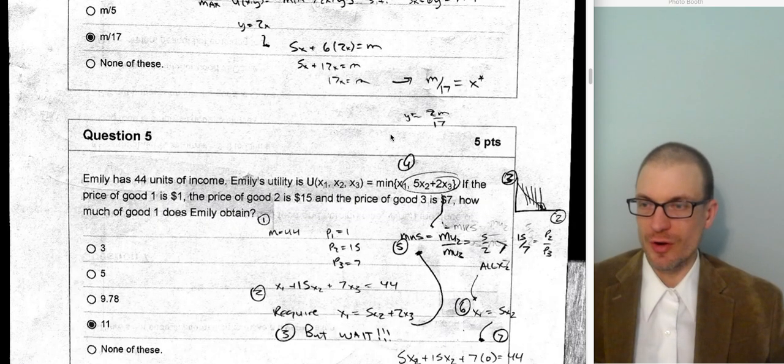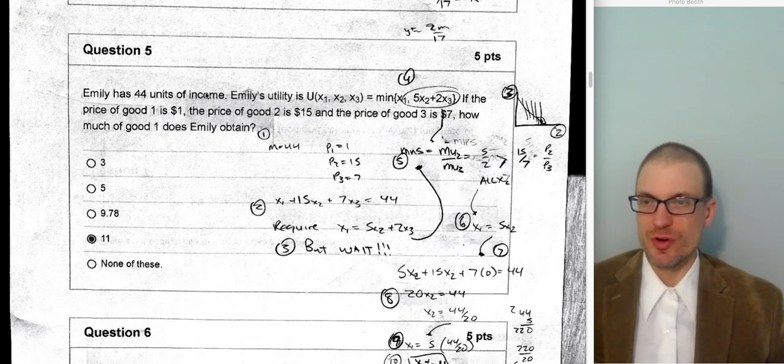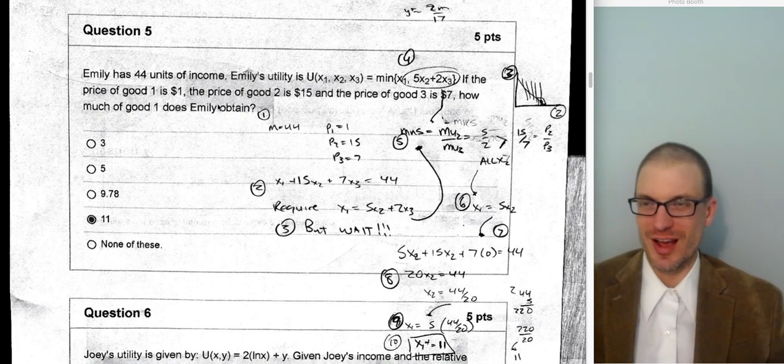All right. Question 5, Emily has 44 units of income. Emily's utility over these three goods is given by the smaller of x1, 5x2, 2x3. I'm laughing at all my numbers I've got there. If the price of good 1 is $1, price of good 2 is $15, price of good 3 is $7, how much of good 1 does Emily obtain?